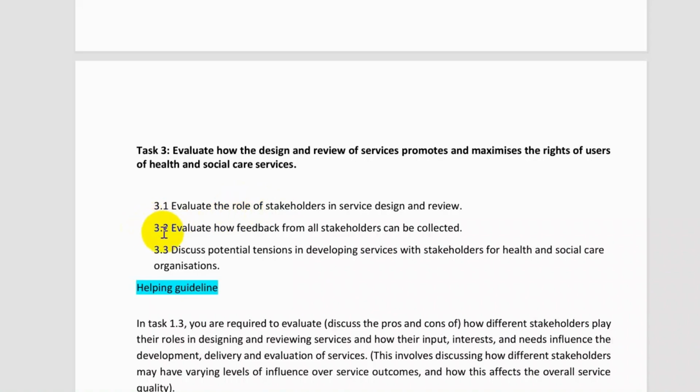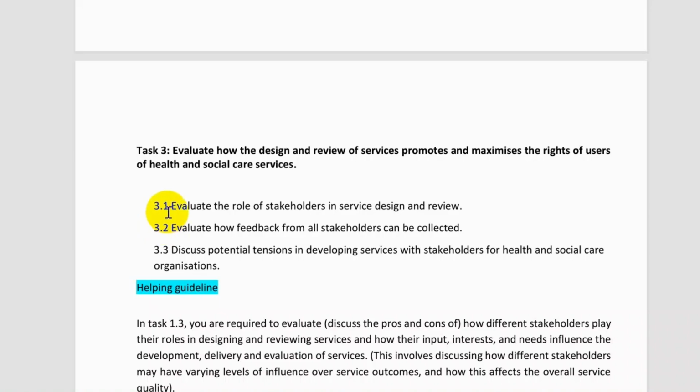For the assessment criteria 3.2, you need to evaluate how feedback from all the stakeholders can be collected. So in this criteria, you simply need to evaluate how the feedback from all the stakeholders that you identified under the assessment criteria 3.1 can be collected. This includes the methods: you may discuss what different methods can be used in order to get feedback from the stakeholders. For this, you may consider discussing methods like surveys, interviews, reviewing complaint procedures, or any other innovative approaches.